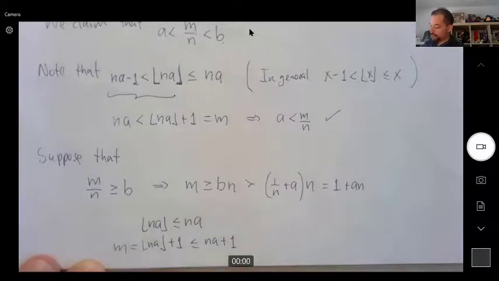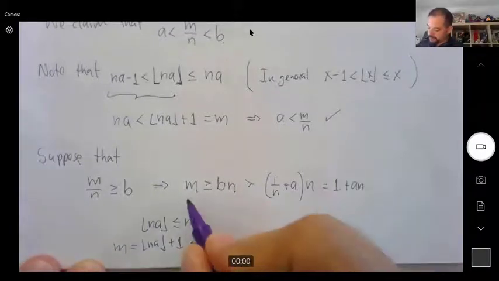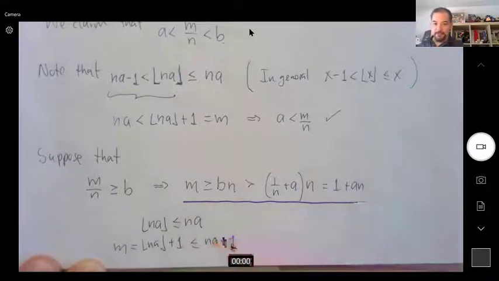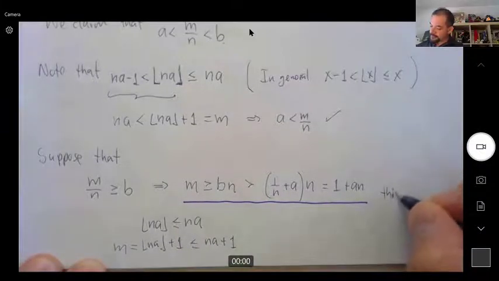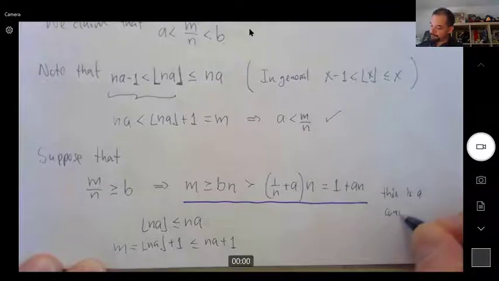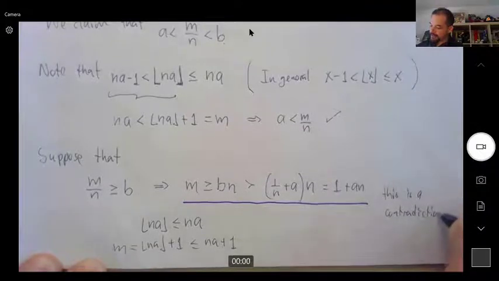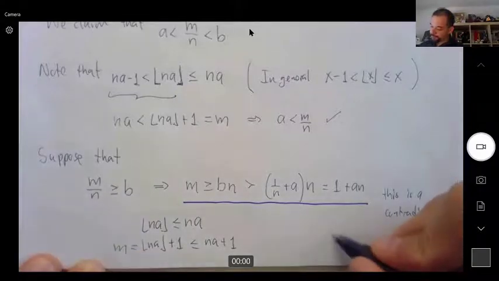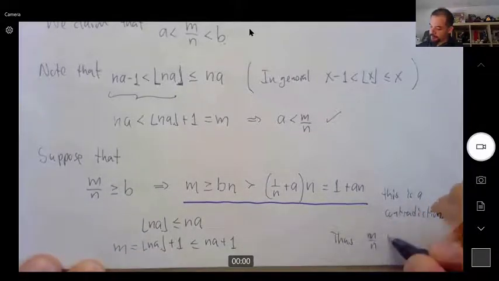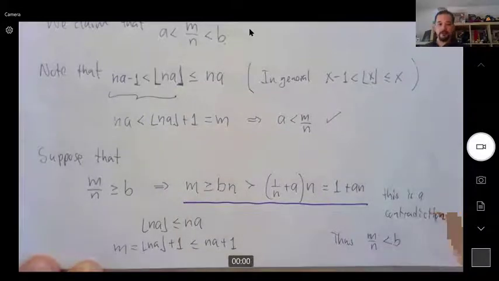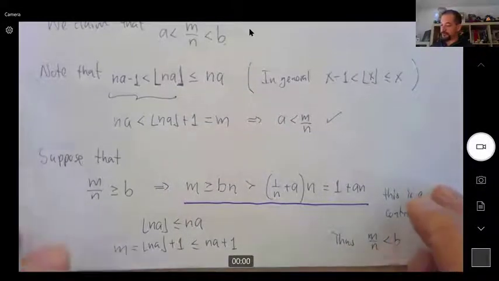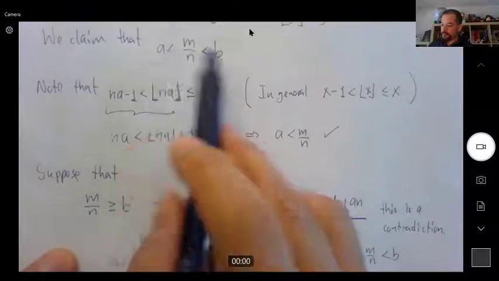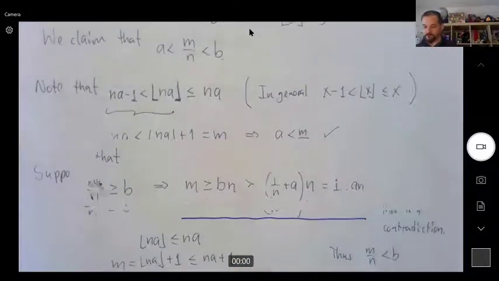And compared to the one we just got here, right? This one over here. Well, it's exactly the opposite, right? This one says m is greater than 1 plus a over m. So this is a contradiction. And because it's a contradiction, that means the opposite of this happens. So m over n is less than b. And there you have it, right? We just found our rational number, m over n, which is between a and b. We got it.